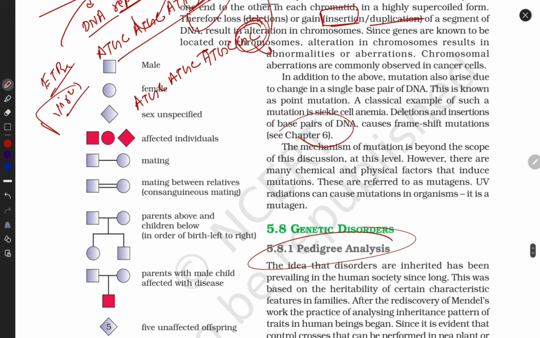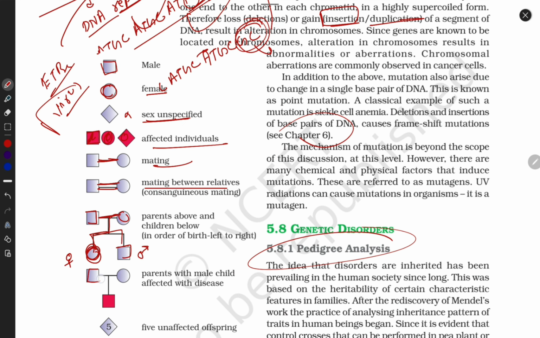Now let's start with pedigree analysis. Before pedigree analysis, you have to remember these specific structures. Male is indicated by a rectangle, female is indicated by a circle. Here sex is undefined. If I darken this one, it means they are affected. If I draw a line, it means mating. If I draw two lines, it means mating between relatives. Now if I draw mating, and then these children occur, it means offspring will occur. This is she and this is he.